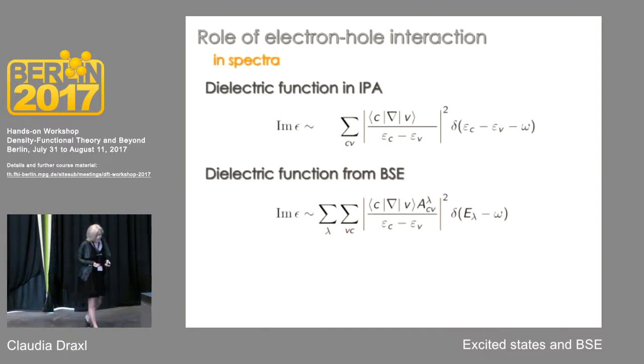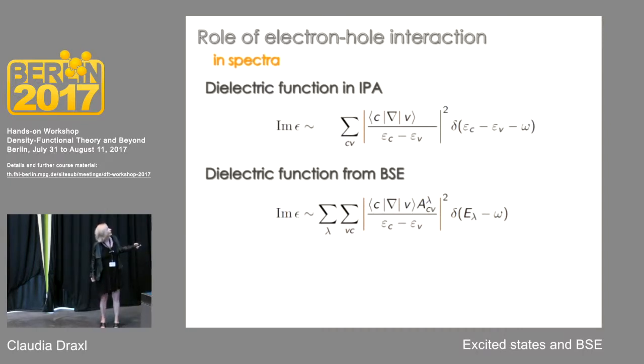So now, how does this affect the optical spectra? Let's have a quick look at the dielectric function. In the independent particle approximation, it's pretty simple. We have this delta function here, which tells us basically the energy conservation. So you just need a frequency of light that fits between the valence and the conduction band, and you will have a peak in this dielectric function, given that the selection rule allows it, and the selection rule is given by these momentum matrix elements.